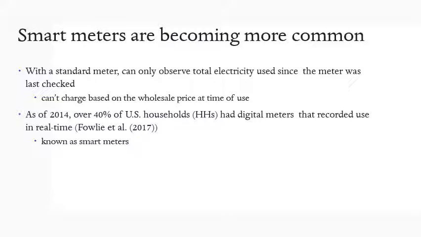But smart meters are becoming more common. With a standard meter, you can only observe total electricity use since the meter was last checked. You can't charge based on the wholesale price at the time of use, so you're not monitoring use in real time. As of 2014, over 40% of U.S. households had digital meters that recorded use in real time. These are known as smart meters, and these can send information on real-time use back to the utility.